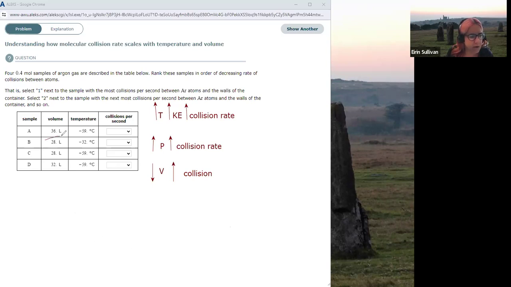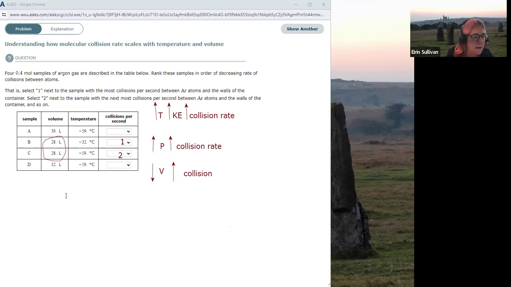So here I see I've got two identical volumes. These are the smallest volumes, so they should have the highest pressure out of all these. So these are going to have a nice high collision rate, and we've got two different temperatures, okay? Minus 32 is hotter than minus 59, so this one is going to have the most collisions out of what I can see here. So I would give that the 1, because out of those two temperatures, this is the hotter one. Same volume, and the smaller volume means more pressure, therefore higher collision rate. And then this one has to be number 2.